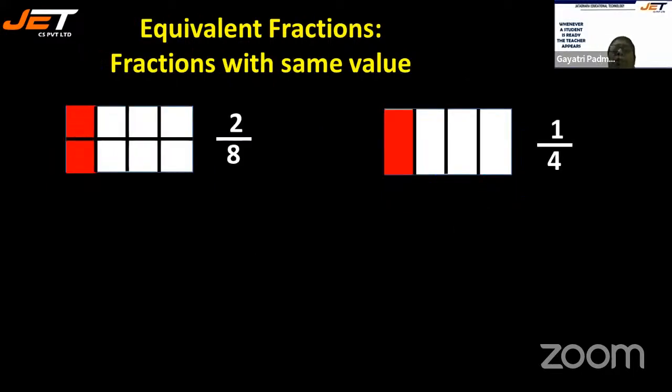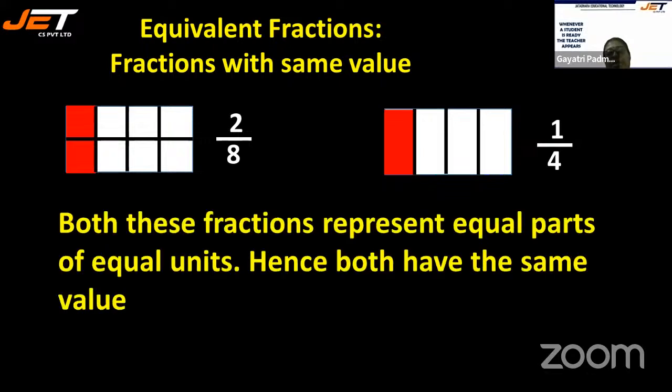And what are equivalent fractions? Fractions with the same value. Here 2 is highlighted out of a total of 8, so it is 2/8. And out of 4, 1 is highlighted, so it is 1/4. If you bring down 2/8, 2 ones are 2, 2 fours are 8, so it becomes 1/4. Both fractions are the same, so they are called equivalent fractions. Both represent equal parts of equal units, hence both have the same value.